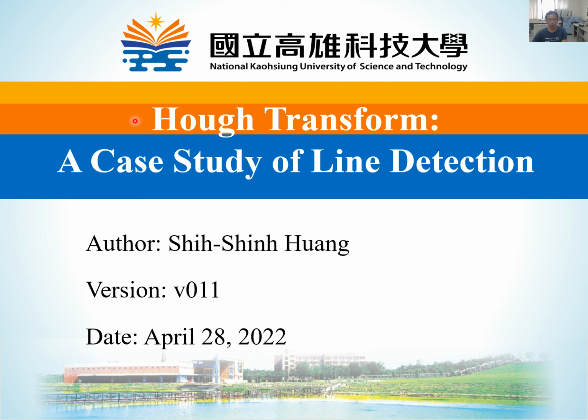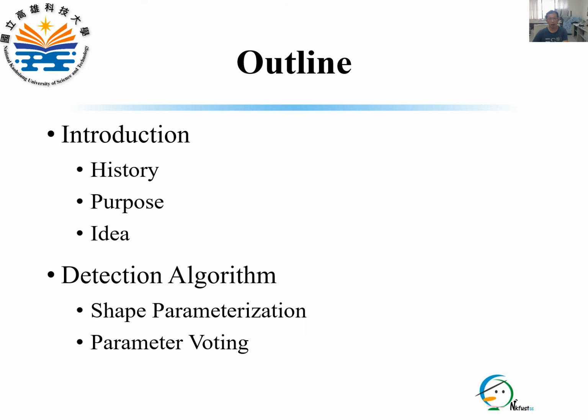Today, we want to talk about Hough transform, which is a well-known algorithm for detecting the shape of objects from their boundary points. In this video, we take line detection as a case study for detailing Hough transform. The outline of this lecture includes introduction about the history, purpose, and the idea of Hough transform, and detection algorithm about two steps of Hough transform that are shape parameterization and parameter voting.